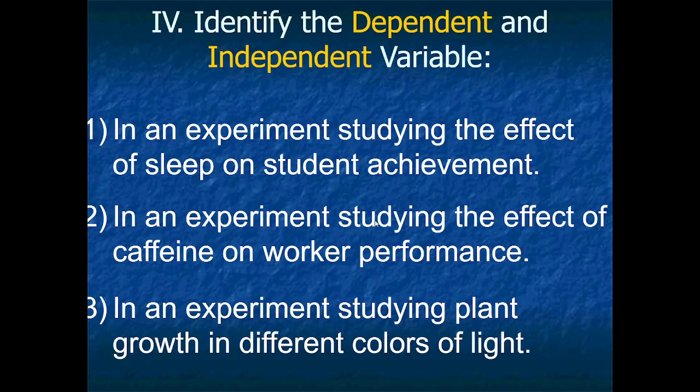And in an experiment studying the effect of caffeine on worker performance. So the dependent variable, which is the thing that changes, is the worker performance, and the independent variable is the effect of caffeine. So that would mean caffeine has an effect on worker performance. In an experiment studying plant growth in different colors of light, the dependent variable would be plant growth, and the independent variable, which is the thing that we can change, are the different colors of light.